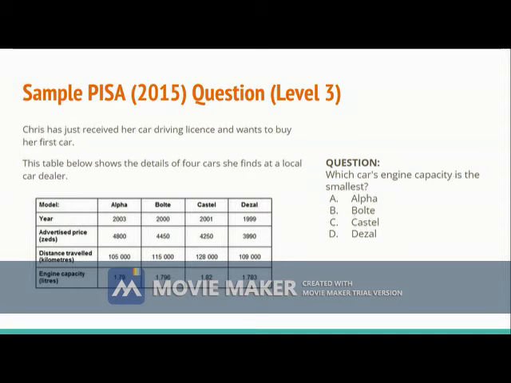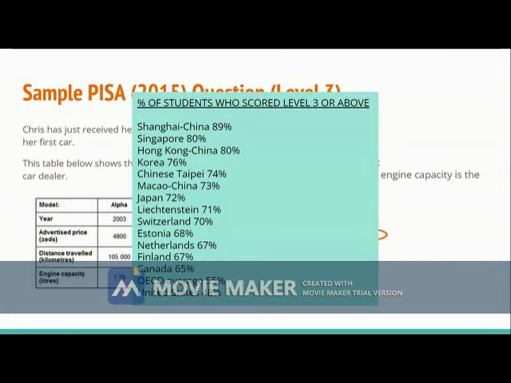All right, so the answer is D, diesel. And you can see here that there are a lot of top rated countries and they scored extremely low. Japan is sitting there at 72%, Korea at 76%, Canada at 65%. The OECD average is at 55%. And you can see the United States is performing much lower now, lower than even the average, at 48%.